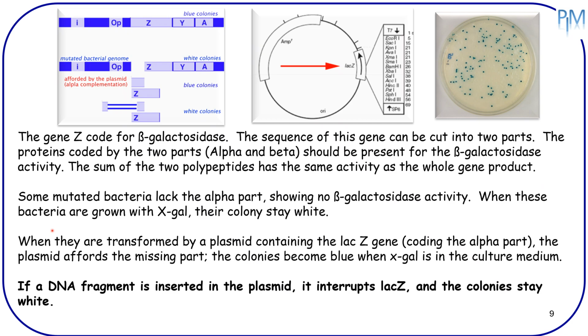Certain bacteria with mutations lack the alpha part and exhibit no beta galactosidase activity. As a result, when grown with X-gal, their colonies remain white. However, when these bacteria are transformed by a plasmid containing the lacZ gene, which codes for the alpha part, the plasmid supplies the missing component and the colonies turn blue when exposed to X-gal in the culture medium. If a DNA fragment is introduced into the plasmid, it disturbs the lacZ gene and the colonies remain white.